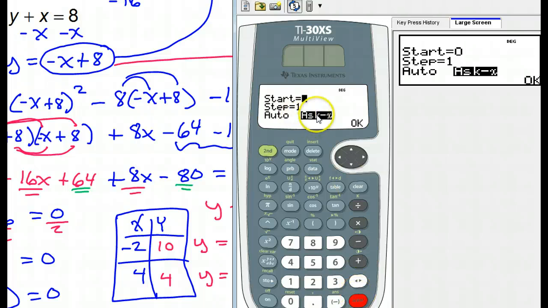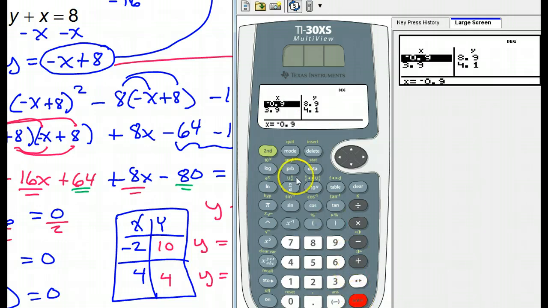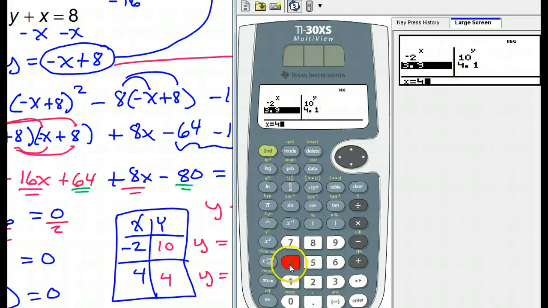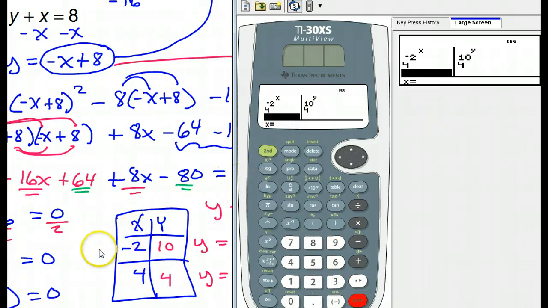Notice how I have this in ask x mode. I recommend that. The ask x mode allows us to type in whatever value we want, so that works even if it's decimals. That's why it's good for this type of thing. Anyway, if I want to know what's going on at negative 2, I just type it in, and there's the 10 that we got before. If I want to know what's happening at 4, I just type it in. Boom, 4 comma 4. So that's another option for my students who struggle with arithmetic.